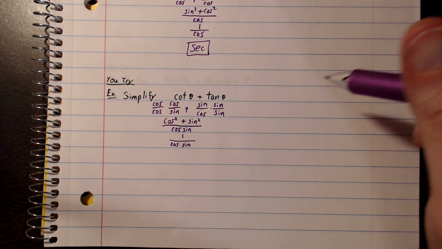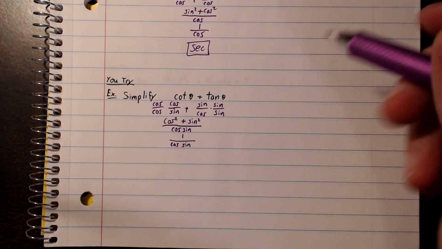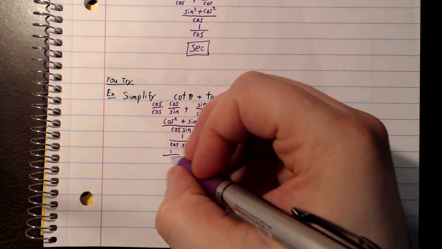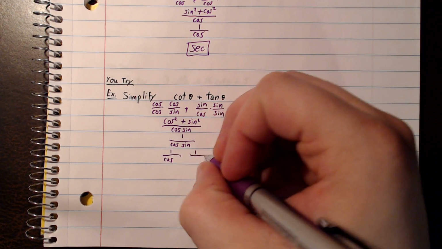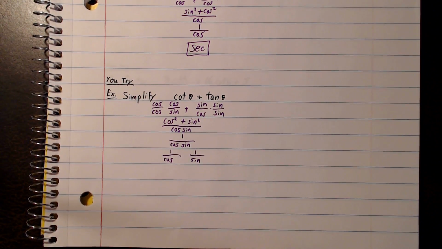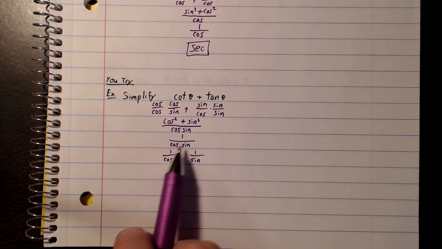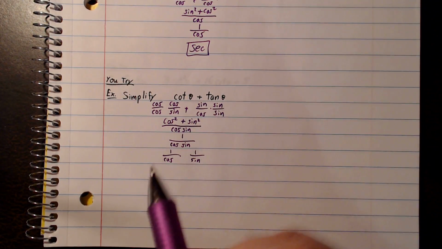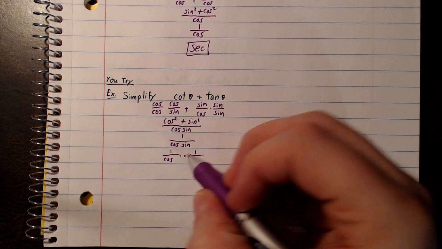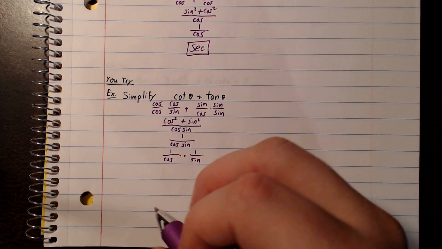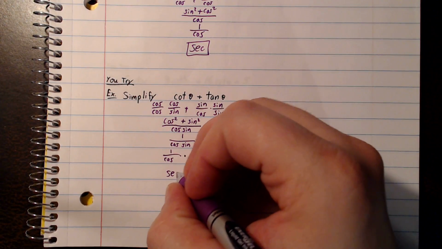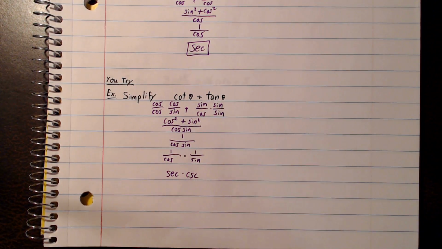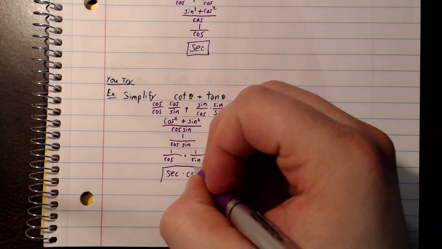Maybe you got to here and kind of got stumped a little bit. Maybe you figured it out. We're going to break this up into 1 over cosine times 1 over sine. That's okay. That's just regular multiplication of fractions, right? 1 times 1, so that's fine. What I'm noticing is that each of these are reciprocals of cosine, which we know is secant, and sine, which we know is cosecant. So your answer is secant, cosecant.